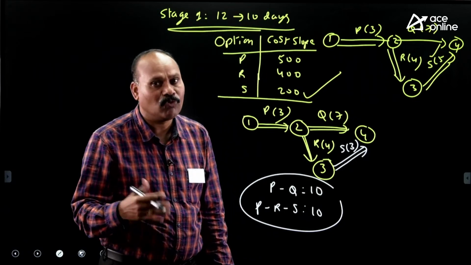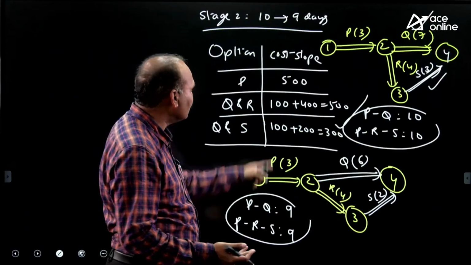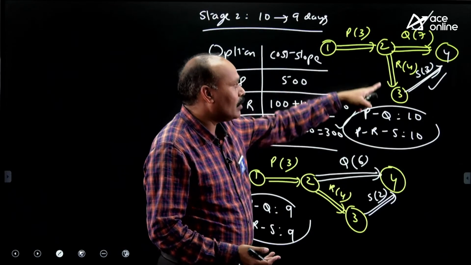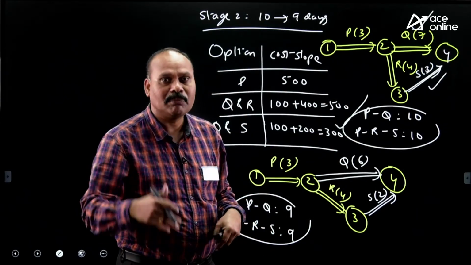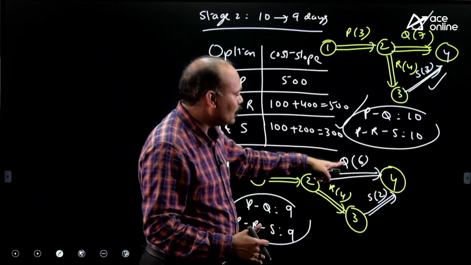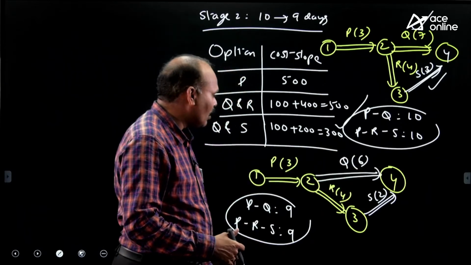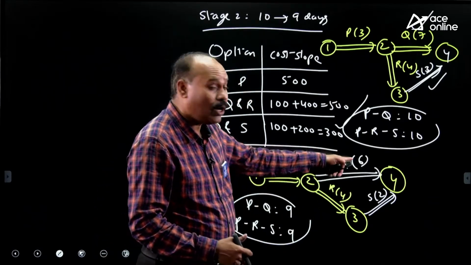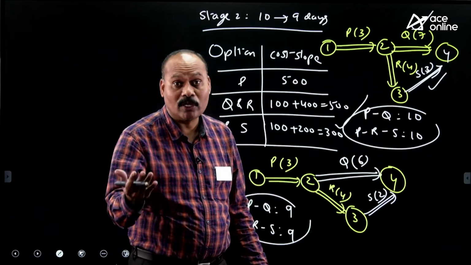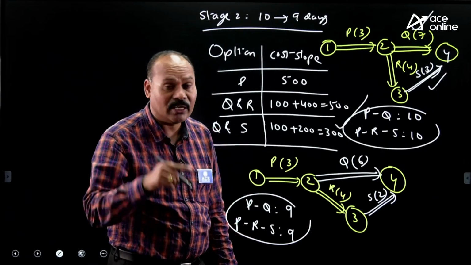So how much money I have to spend? 400 rupees. Next, 10 to 9. I am taking combination Q by 1 day, S by 1 day. So what will happen? Q will become 6, S will become 2. But how much money I have to spend? For Q 100 rupees, for S 200 rupees, 300 rupees I have to spend for 1 day reduction.